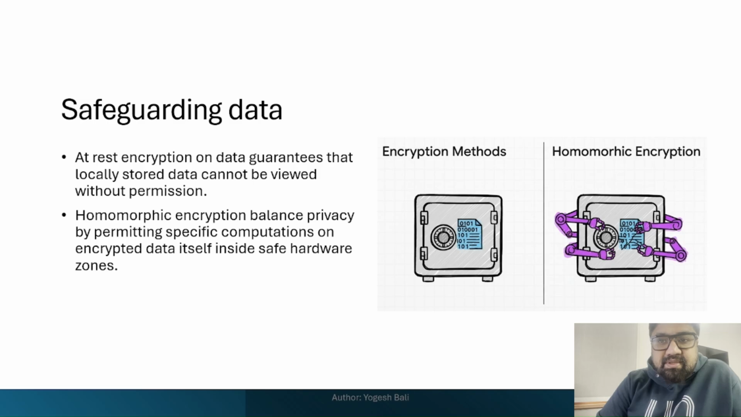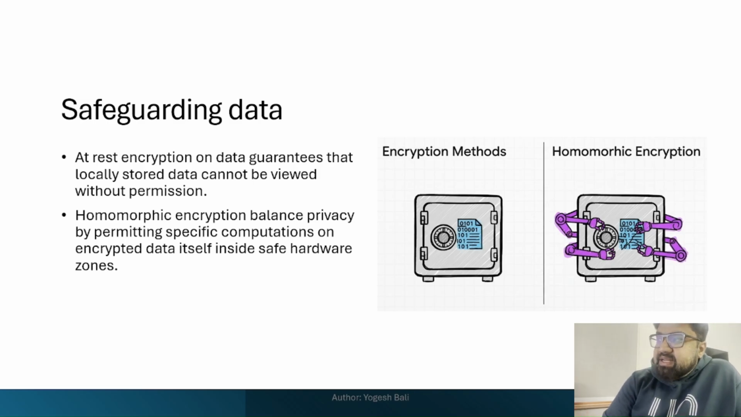AI models are also on the device, and data is also getting generated on the local device itself. So we need to safeguard the data, and for that we use encryption. We can even use homomorphic encryption in our edge devices to safeguard the data.